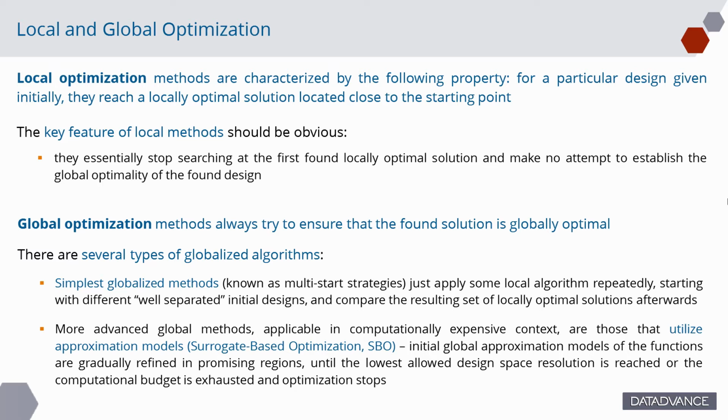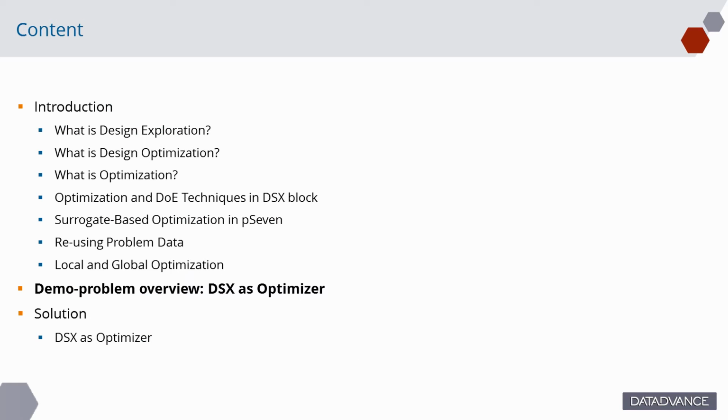These methods are quite different as they break the above investigation paradigm. Initial global approximation models of the functions are gradually refined in promising regions until the lowest allowed design space resolution is reached or the computational budget is exhausted and optimization stops. Let's consider the capabilities of design exploration for optimization in the following example.